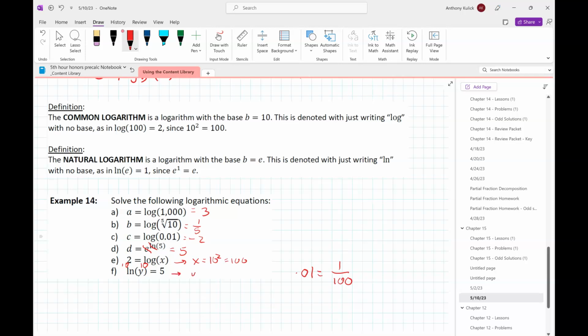How about this one? What should y be then? What's going to cancel the natural log? Exponent base e. So we should have e to the 5th.